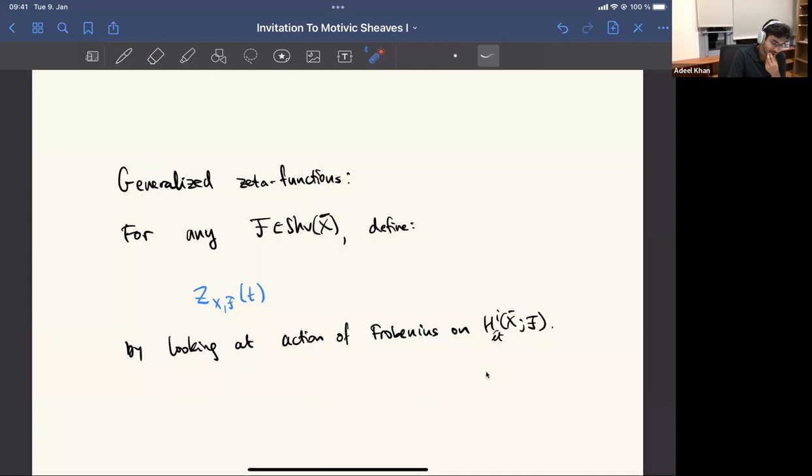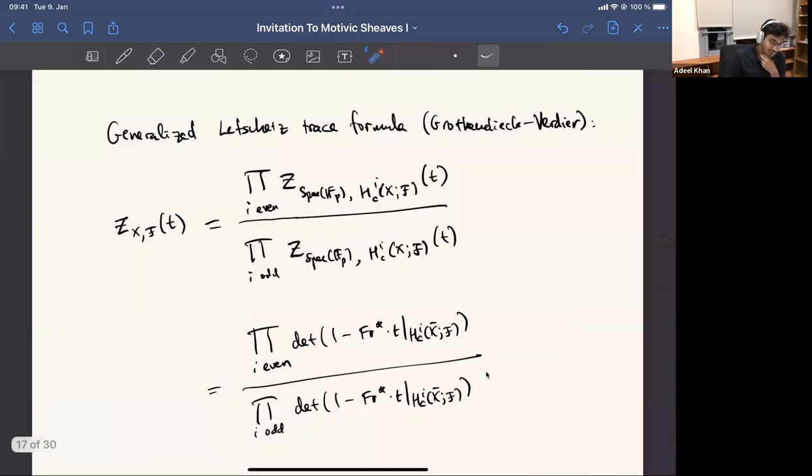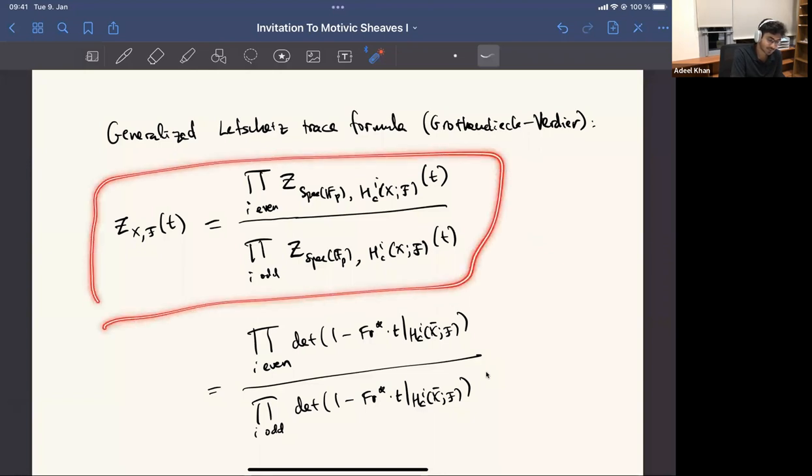And okay, great, you can define that, but then what? But the amazing thing is what they prove is this super general version of the Lefschetz trace formula, which most people attribute to Grothendieck. Grothendieck himself, in a paper, calls it Verdier's theorem. The statement here, let's focus on this part for now.